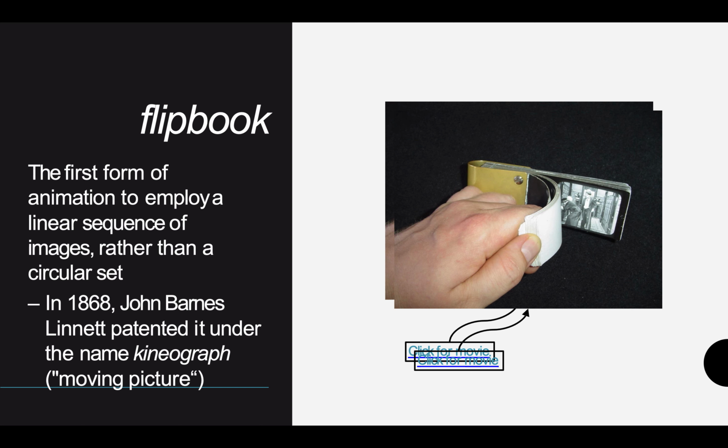But the important thing to all of this is that there were all of these different sorts of devices that were exploring the idea of motion picture, whether it was animated or through photography. And the other thing that I think is really interesting and a little crazy is that John Barnes Linnet patented this thing as a motion picture device. Patenting a flip book, well, good for him. Took some nerve.